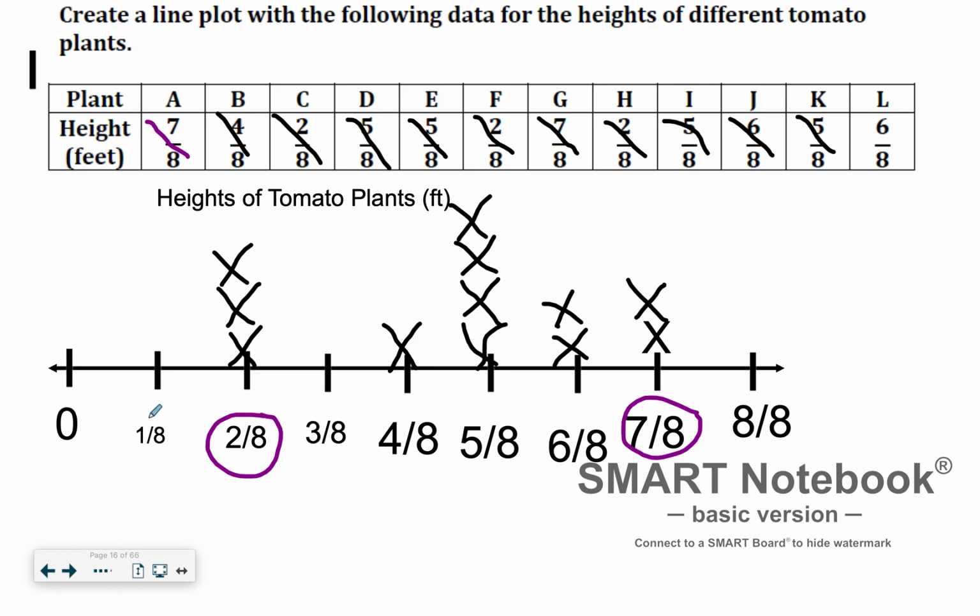Just because we have 0 and 1/8 doesn't mean any of the plants must measure those lengths. We have 2/8, 4/8, 5/8, 6/8, and 7/8. And remember, not every line plot will be using eighths. These could have been measured in fifths, sixths, tenths, twelfths, halves, but this one in particular was eighths. So I just divided my line plot into eighths.